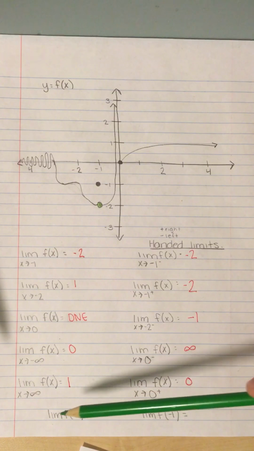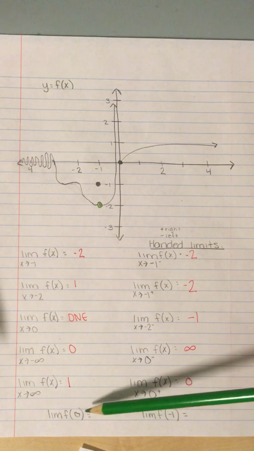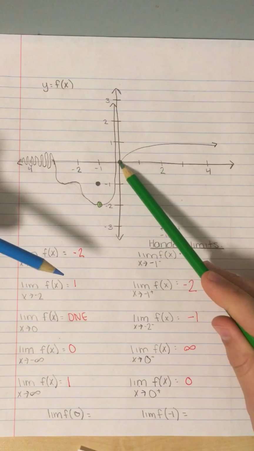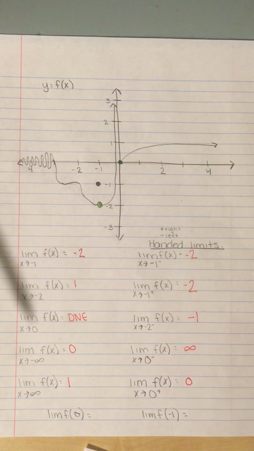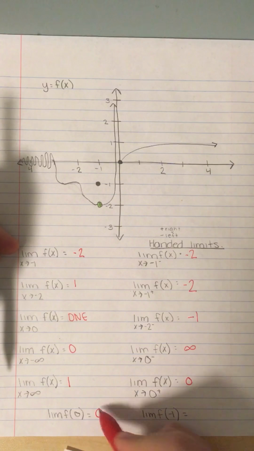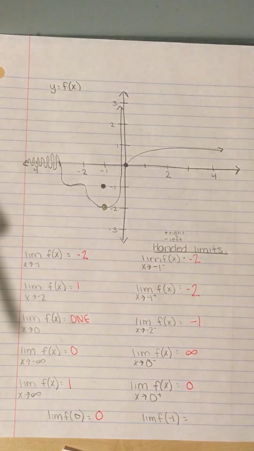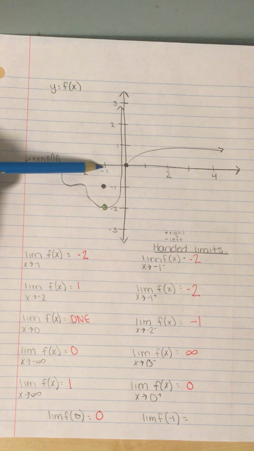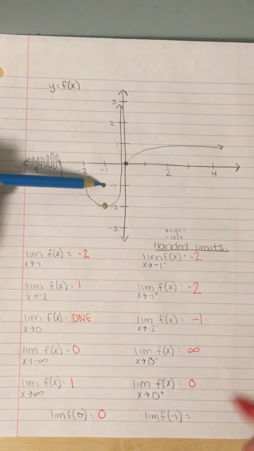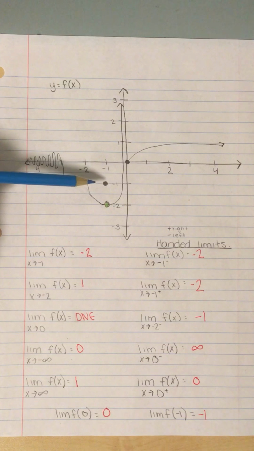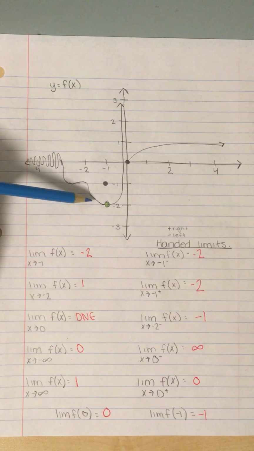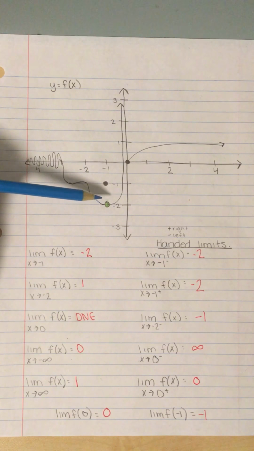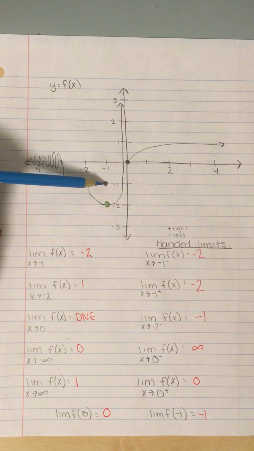So now, what is f of 0? f of 0 would be equal to 0, as this closed circle shows. So f of 0 equals 0, and f of -1, right here, would end up being -1. As you can see, it's different. The limit as x approaches -1 from the right hand and the left hand is -2, but f of -1 is equal to -1.